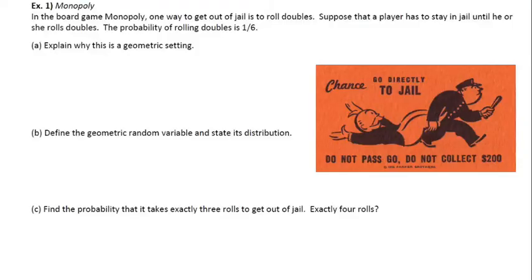So example 1 has to do with Monopoly. It says, in the board game Monopoly, one way to get out of jail is to roll doubles. Suppose that a player has to stay in jail until he or she rolls doubles. The probability of rolling doubles is 1 out of 6. And I had to include the chance card for this example too. So hopefully we're all clear on what rolling doubles means.